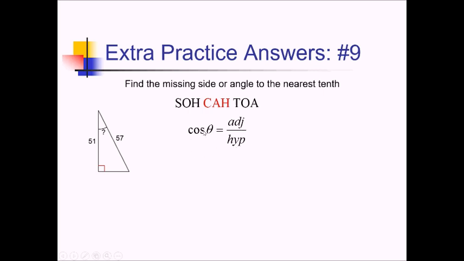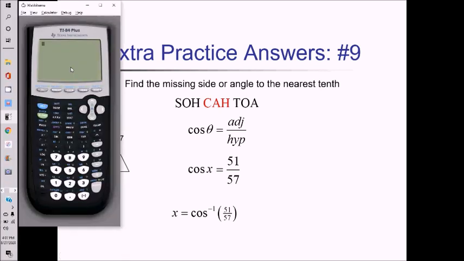So we can write cosine of, I don't know, I'll just give it a name, x, equals our adjacent side, we said that was 51, over the hypotenuse of 57. And now I need to do cosine inverse of 51 over 57 to actually get x, because cosine inverse undoes cosine. Let's use the calculator for this. On the calculator then, we're doing second cosine, and then 51 divided by 57. Enter to get, this is in degrees now, 26.5 degrees.